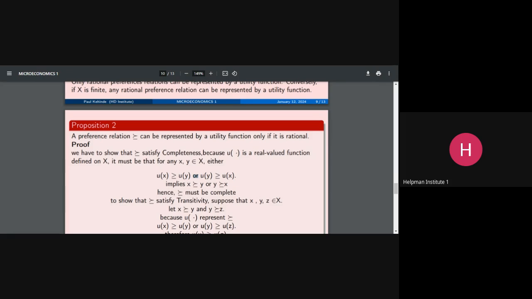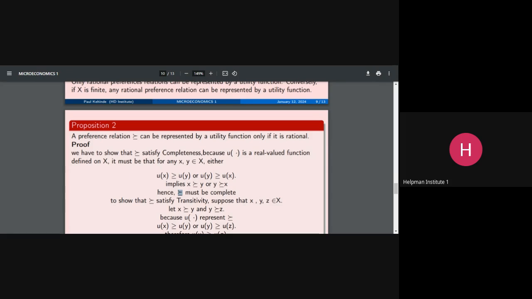So it implies that x is at least as good as y, or y is at least as good as x. Hence, I can say that this operator is complete. So that is the first part of the proof.